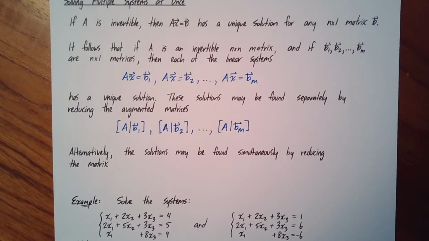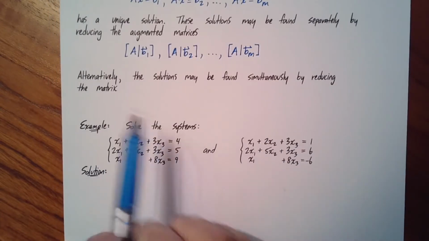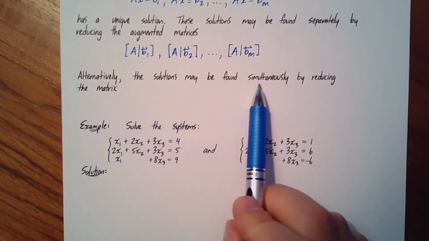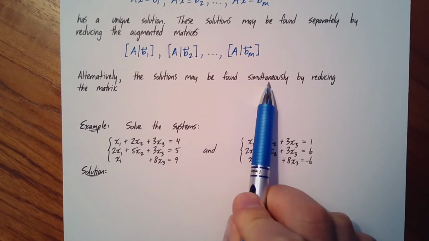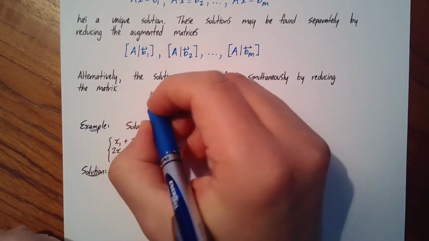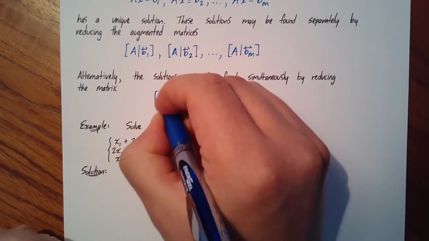Okay, and here's what you're going to do instead. So here's the alternative, and here's the guts of this discussion. Alternatively, the solutions may be found simultaneously. This is the key, by reducing a single augmented matrix. And this is a new one we haven't seen before, but this is what it looks like. You start off the same.